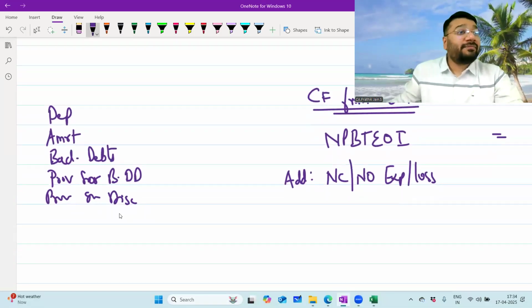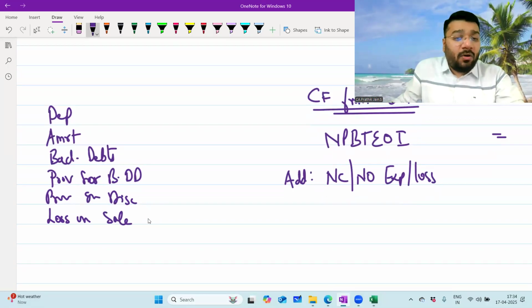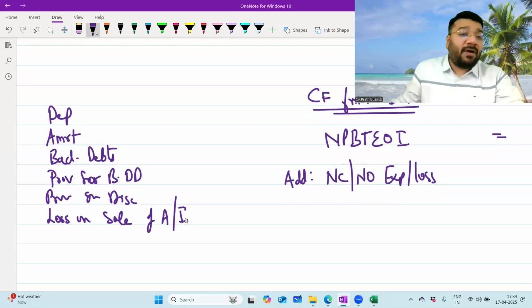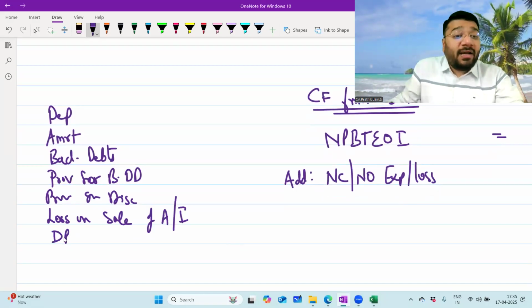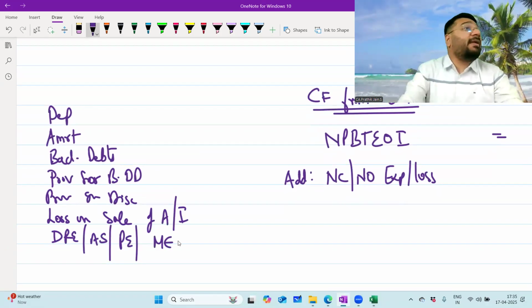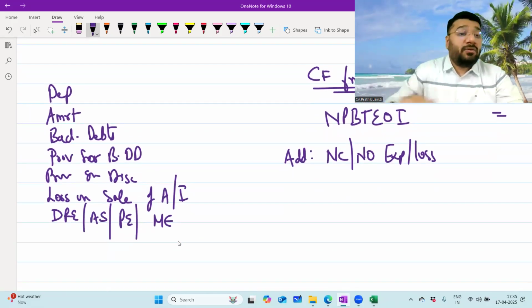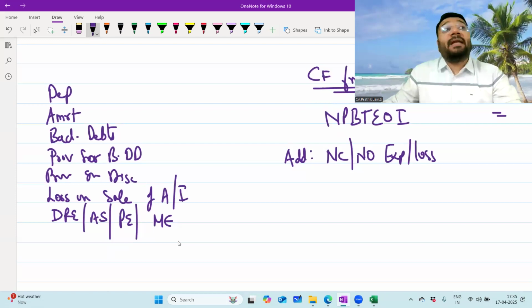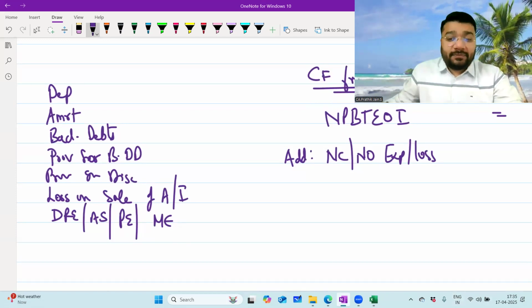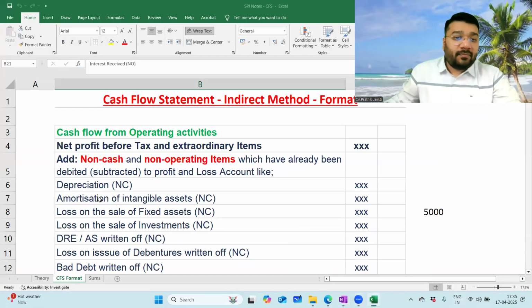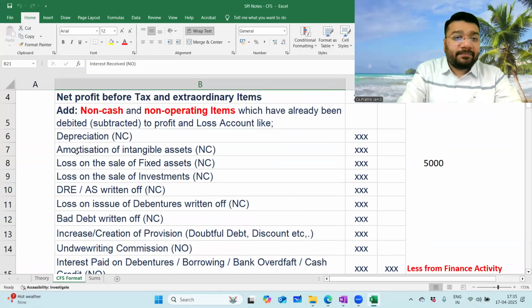Very good. Loss on sale of asset or investment. Wonderful. Super. Next. Non-cash. Deferred revenue expenditure or advertisement expense or preliminary expenses or miscellaneous expenses. This could be in any name and form. Correct? No? Yes. Very good. That is non-operating. Non-cash, is there anything else? Check whether everything is taken care.